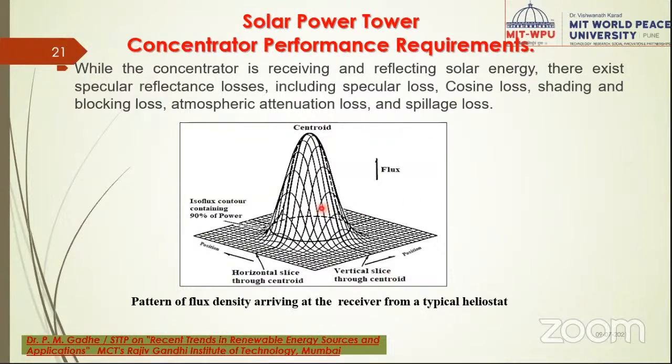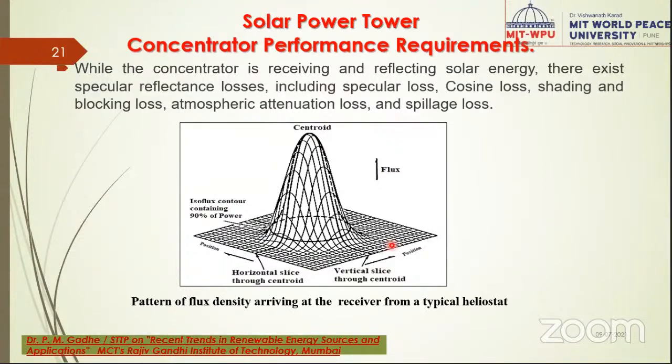So if you focus a flat plate collector onto the receiver, the flux density distribution is like this: at the middle of the receiver, you will get the maximum solar intensity. And as we move away from the centroid, the solar intensity goes on reducing. This is due to the errors associated with the mirrors and also the sun shape error.